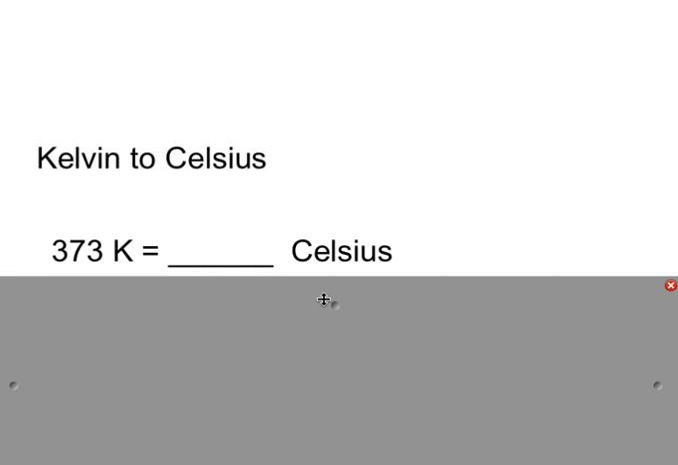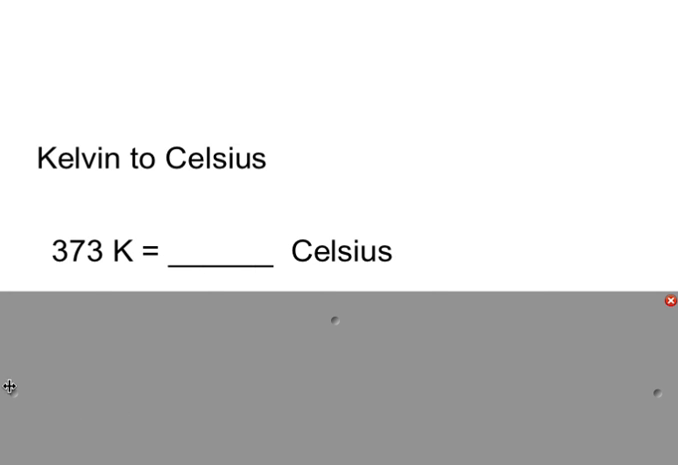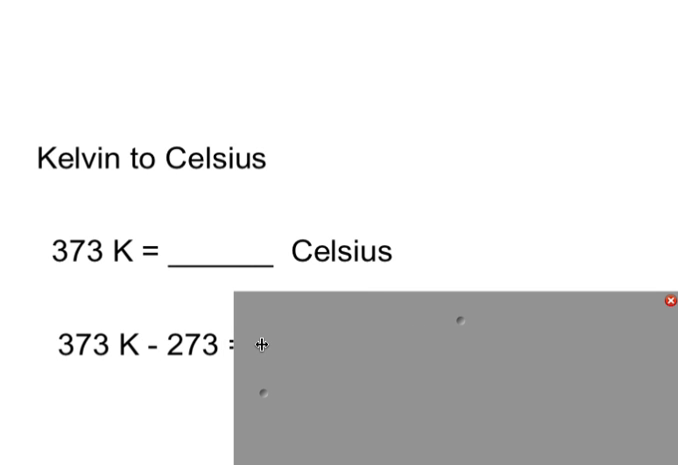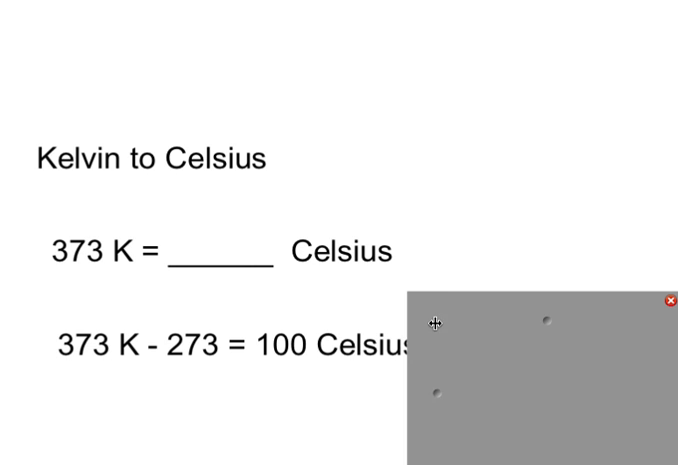The next type of problem that we're going to do is converting Kelvin to Celsius. Well, if we added 273 to go from Celsius to Kelvin, what do you think we should probably do going from Kelvin to Celsius? The exact opposite. You're absolutely right. So we have 373 Kelvin equals how many Celsius? To do this, we take 373 Kelvin, subtract 273, and get an answer of 100 degrees Celsius.